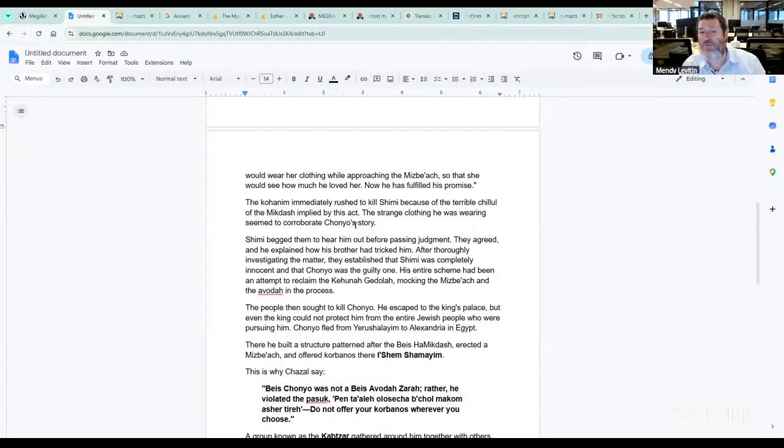And when they see Shimi, he's wearing a woman's clothing. They see that the story is true. Shimi begged them to hear him out before passing judgment. They agreed, and he explained his brother had tricked him.